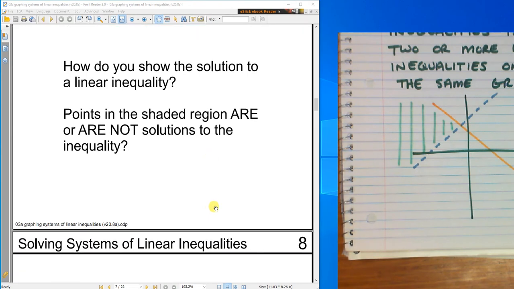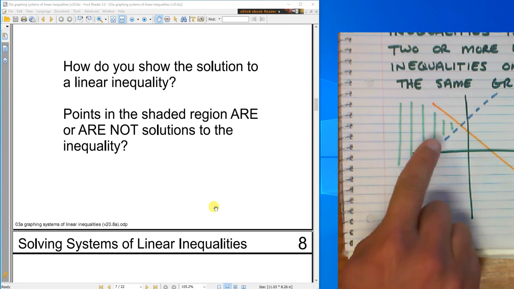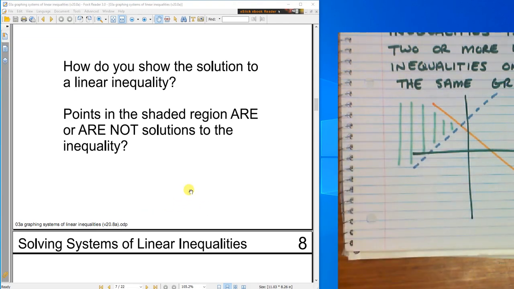So how do you show the solution to a linear inequality? It's the shaded region. So everything in this region works. Everything over here doesn't work. This is the region where it works in both of the inequalities. Points in the shaded region are the solutions to the inequality. These are the solutions.